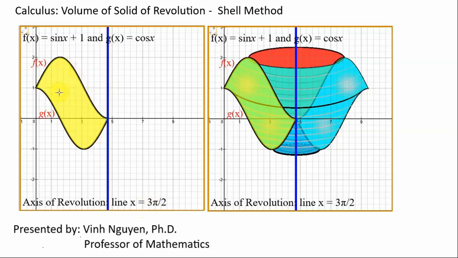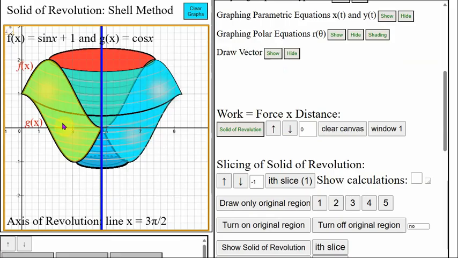So I'm going to take this yellow region right here and revolve it about the line x equal to 3 pi over 2. And this is what the solid of revolution looks like. So I want the volume of the solid of revolution. And here's the yellow region in the solid of revolution again. And here's the axis of revolution.